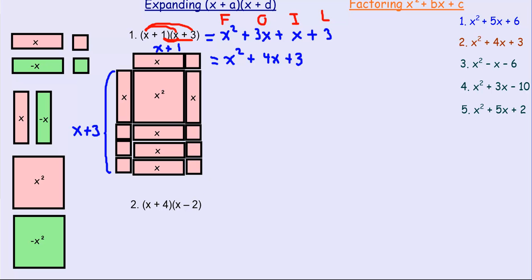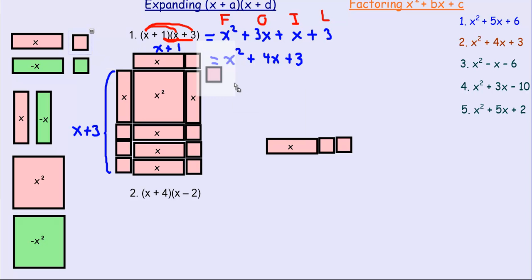Now, one more example here, the x plus 4 times x minus 2. I want to make sure I have enough room. Oh, yeah. So x plus 4, so I need an x, let's start up here, plus 4. So I need 4 ones across the top there after my x, so that would be x plus 2, x plus 3, x plus 4. And the other dimension here is x take away 2. So it's a positive x there. Now take away 2, I need 2 of these minuses.